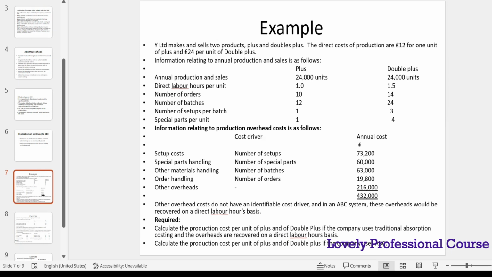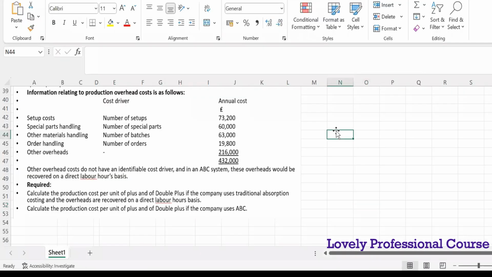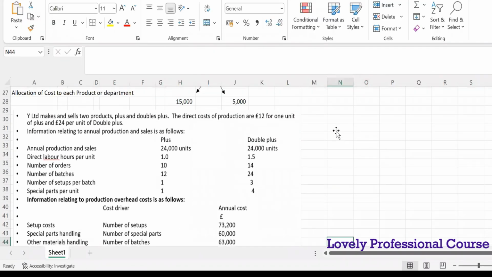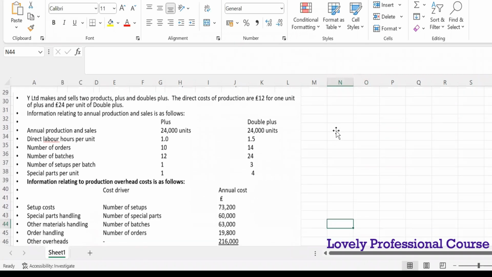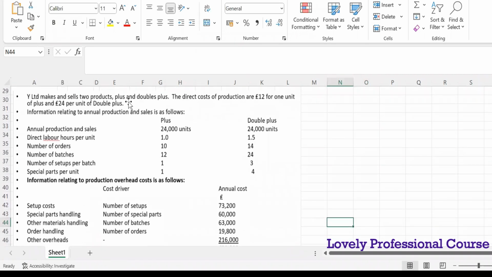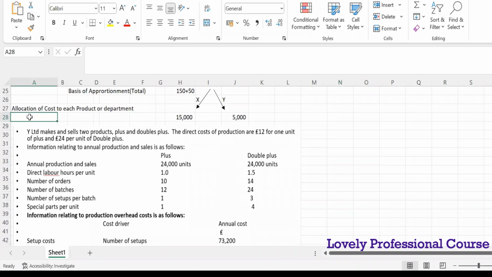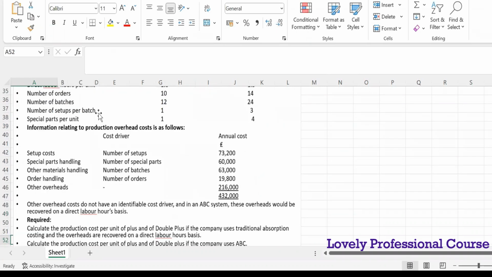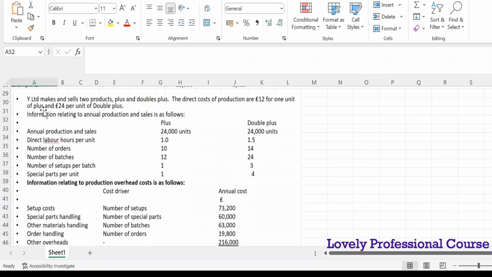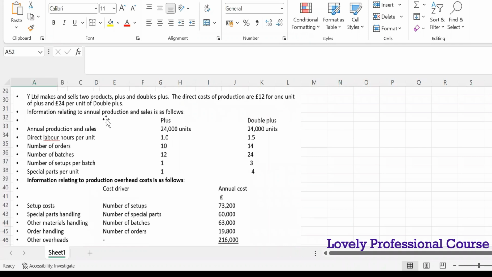So here, let me present my Excel, because here I have the question, this exercise. My exercise starts here, example 1. We are saying that Y Limited makes and sells two products, which are called plus and double plus.